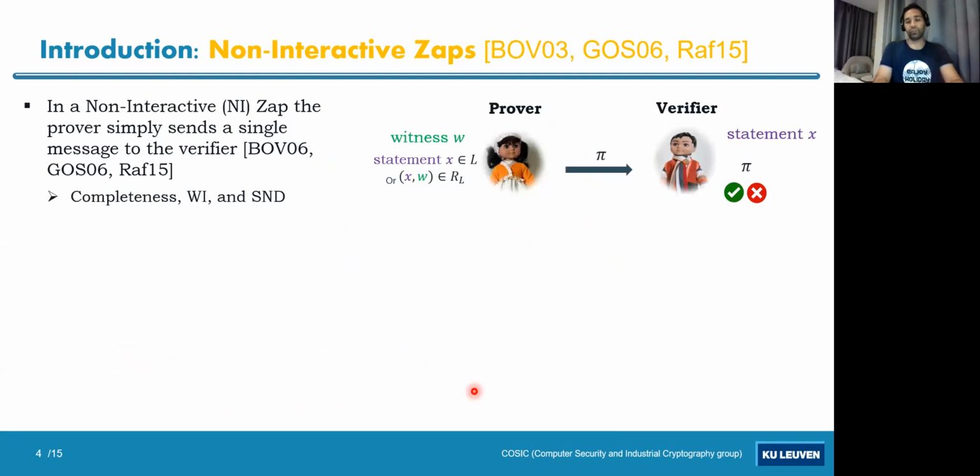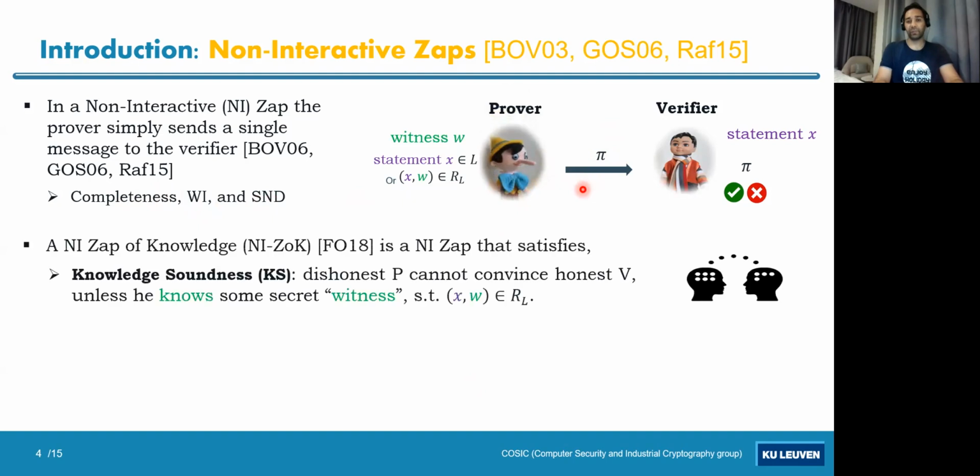So Zaps are two rounds, but in practice, sometimes we need non-interactive Zaps, and those proof systems are just a single message from the prover to the verifier, as you can see here, and it's called the proof. And that again allows us to achieve completeness, witness indistinguishability, and soundness as before. And again, it doesn't need a trusted setup.